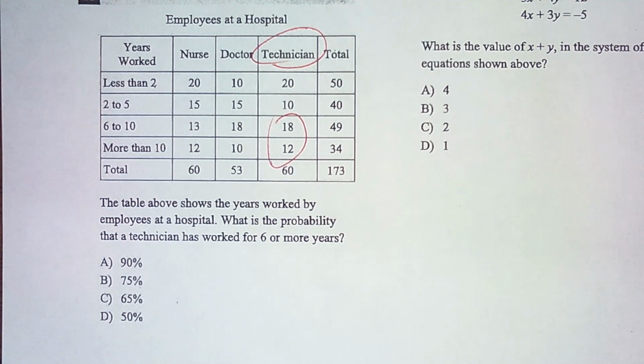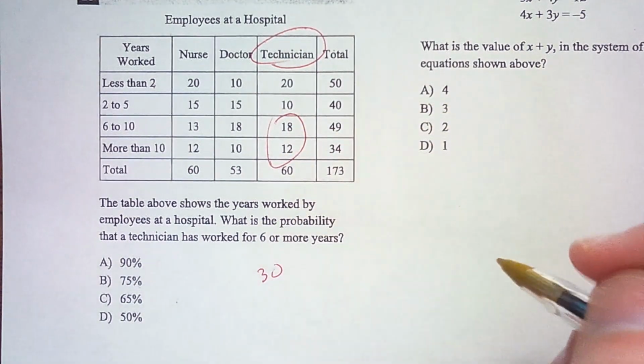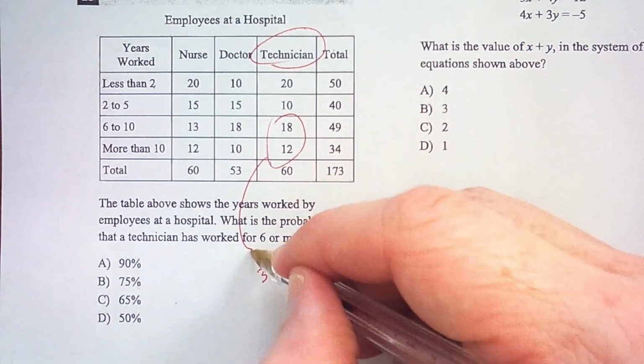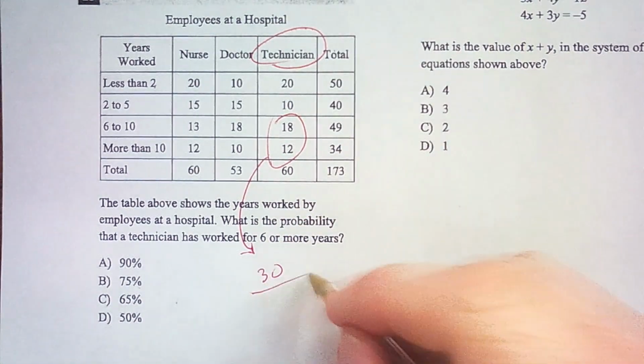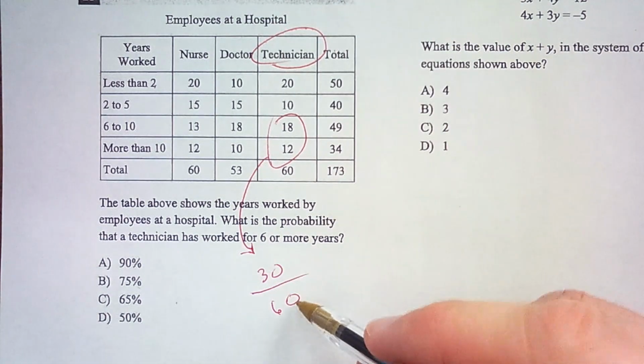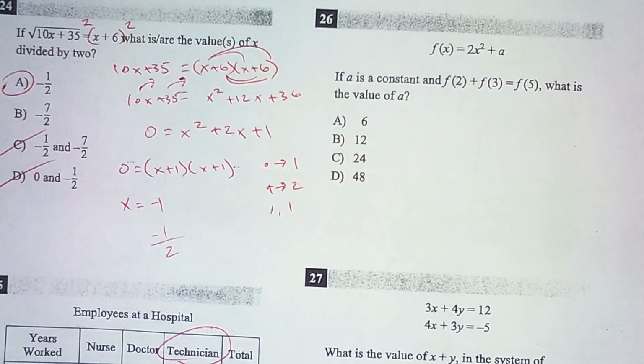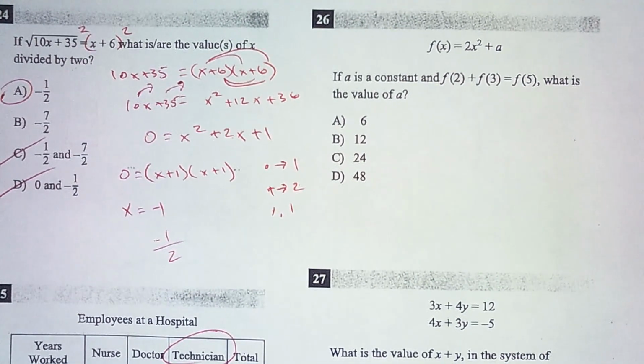What is the probability that if I choose a technician, it's a technician who has worked for more than 6 years, or for 6 years or more? Okay, so 18 plus 12, that's 30 technicians have worked for 6 years or more out of the 60 total technicians. 30 over 60, that's half. That is 50%. Option D.